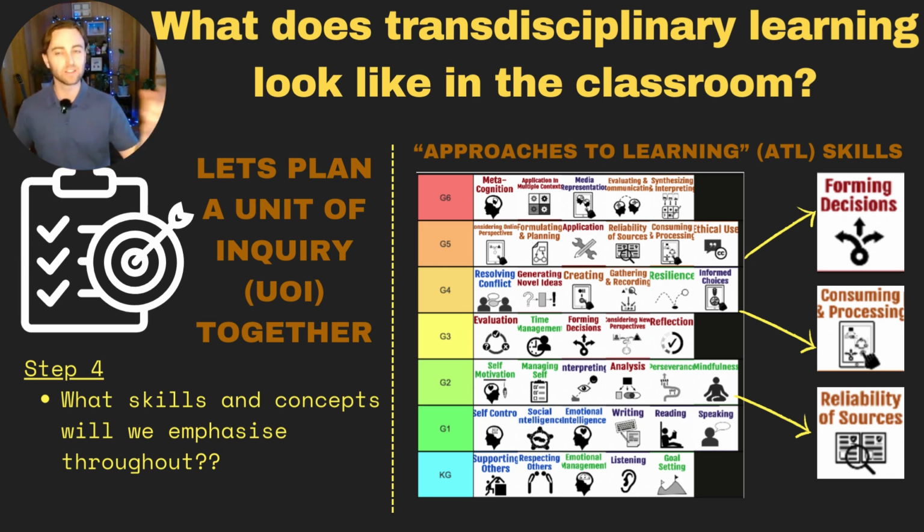Consuming and processing, because there's quite a lot of detailed information that we need to learn. And then reliability of sources. How do we know that what we're reading is correct? Because there's many different opinions on governments and different governments around the world. So we just have to be a little bit careful and safe with our sources. So that's ATL skills, approaches to learning, the real secret sauce to the PYP, in my opinion.